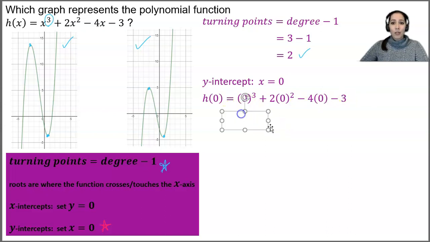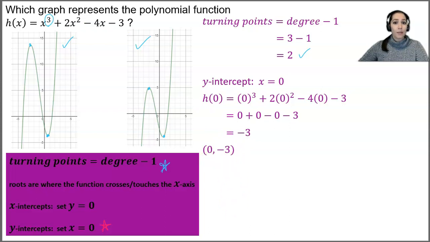Now with this, 0 cubed is the same thing as 0. 0 squared is 0, times 2 is 0. 0 times negative 4 is a negative 0. And then we have that minus 3. And 0 plus 0 minus 3 equals negative 3. So therefore, when x equals 0, y equals negative 3.